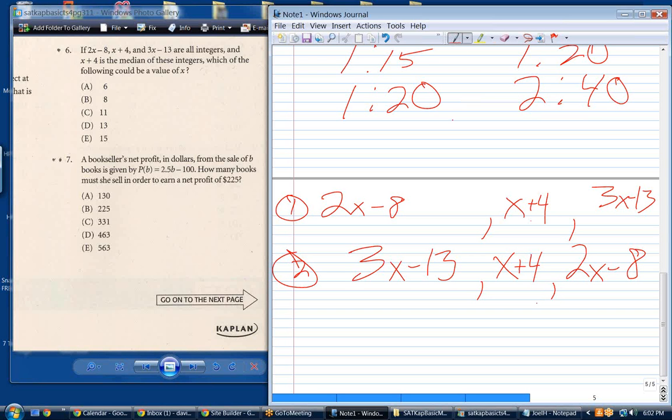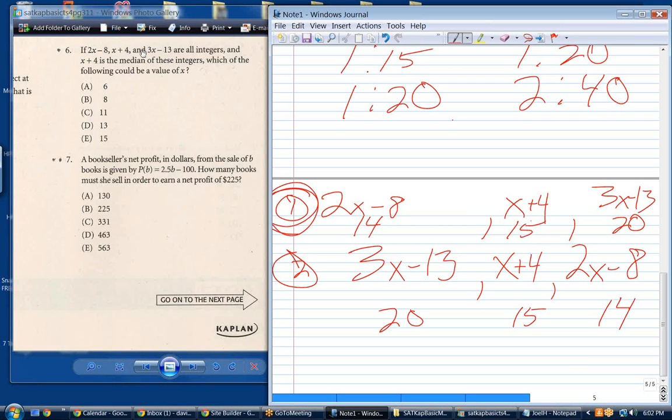Let's try 11. I get 20, 15, and 14. That looks like a median, only not in that order. But it works for this one here, because this would be 14, 15, 20. So 11 can be a value for x that makes x plus 4 the median of these three numbers. That's all the further we need to go.